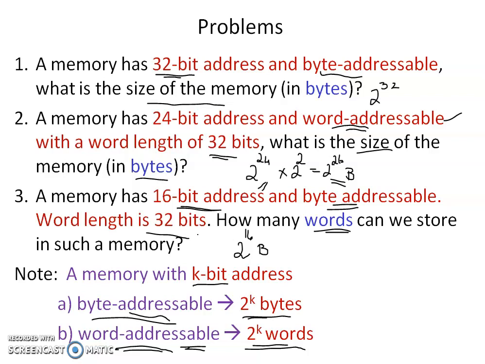Now the word length is 32 bits. So you have some bytes and they need to be converted to words. For that, you divide by 4 bytes, that is 2 raised to 2, which gives 2 raised to 16 divided by 2 raised to 2. What do you get? 2 raised to 14. So 2 raised to 14 words can be stored in this case.